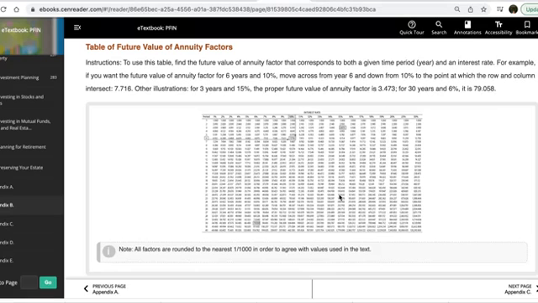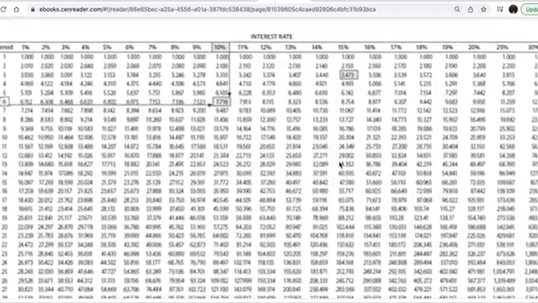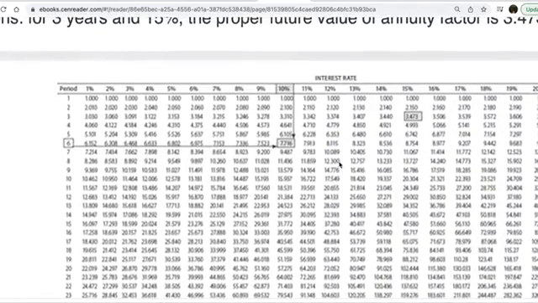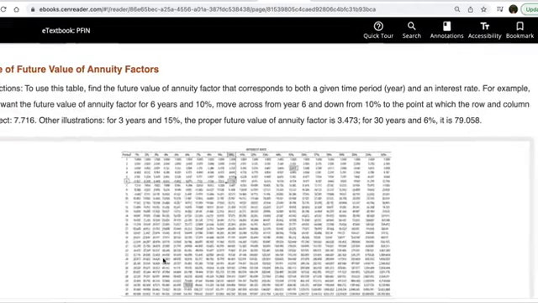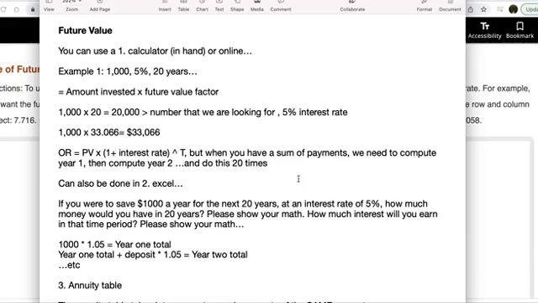The annuity factor table says if we have $1,000 that we're making payments, our factor is going to be 33.066. I find this by looking at the future value of annuity factor table. So 20 years at 5% is going to give me this 33.066 for my factor. When you're using the factor table, you're just taking the amount invested, which is 1,000, and multiplying it by the future value factor.